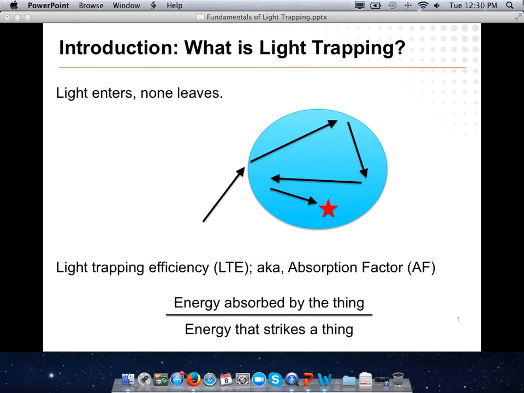One of the most important metrics in light trapping is called light trapping efficiency, or another word you'll hear thrown around is the absorption factor. It's essentially the ratio of how much energy the thing absorbs in itself, divided by how much actual energy struck it. If I had perfect light trapping efficiency, then all the energy that hits this thing would be absorbed inside of it. If I had no light trapping efficiency, light could enter, bounce around and then leave, or it could just reflect outright, or maybe even miss it entirely. And it's however you need, for the application, to measure that parameter.